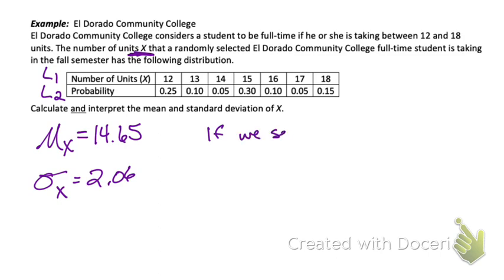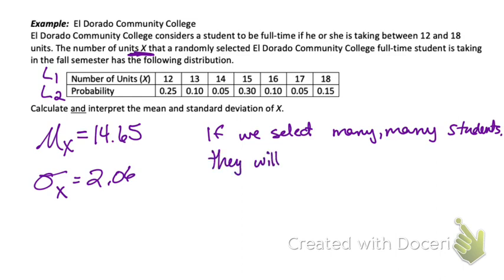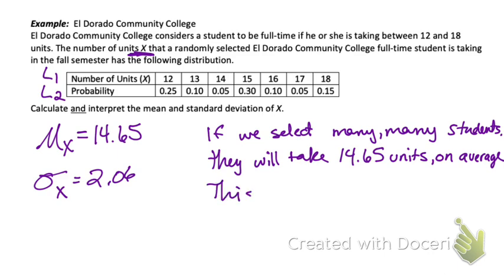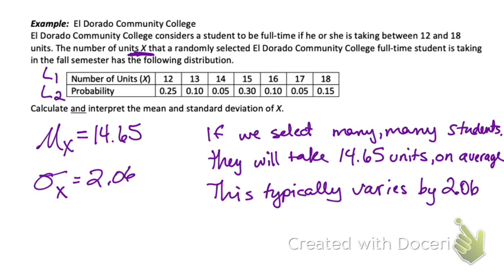If we select many students, they will take 14.65 units on average. This typically varies by 2.06 units.